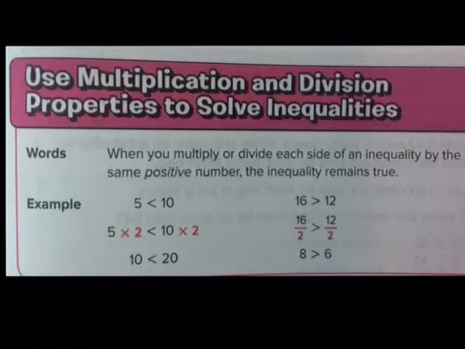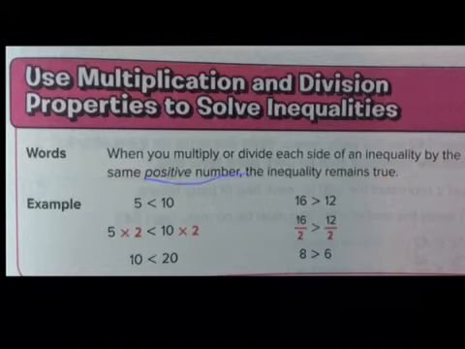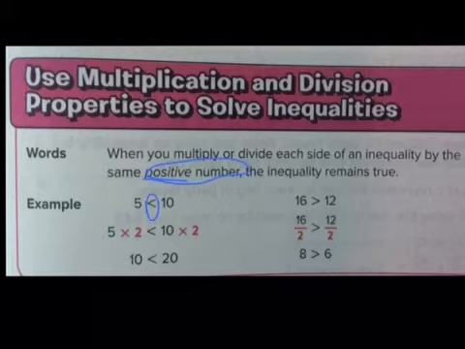Just the same way we use addition and subtraction property of inequality, we can do the same with multiplication and division. So when you multiply or divide each side of an inequality by the same positive number, the inequality remains true. Now remember, they're saying positive number, and this comes into play later, because if it's a negative number, it's going to change the direction of the inequality. But we'll get to that a little later.